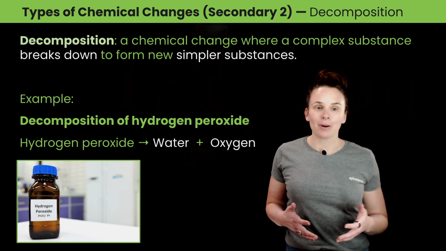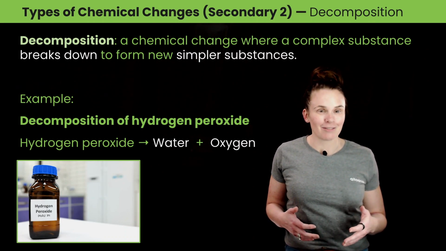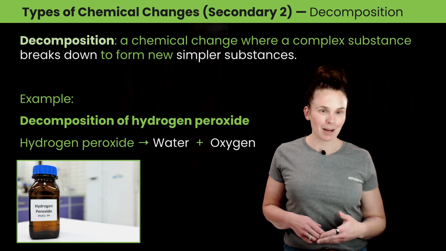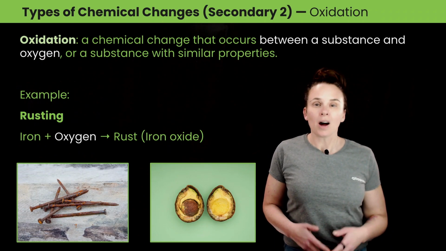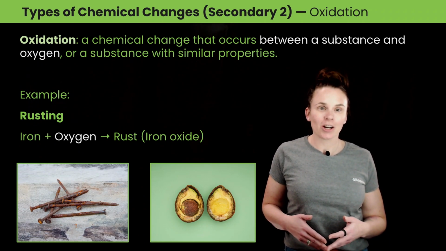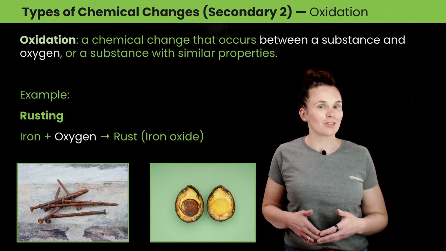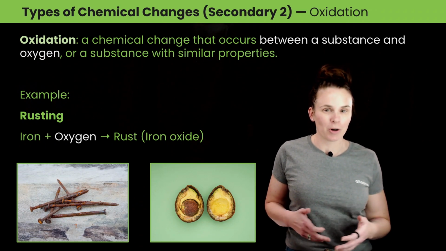Our last type of chemical change is oxidation. Can you guess what it means from its name? What is oxidation? Is it A, a chemical change that requires oxygen, or B, a chemical change that produces oxygen? The answer is A, a chemical change that requires oxygen. Oxidation is a chemical change that occurs between a substance and oxygen, or a substance with similar properties.